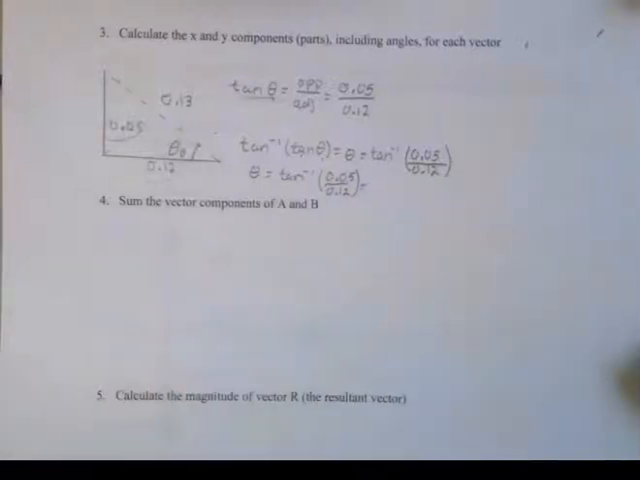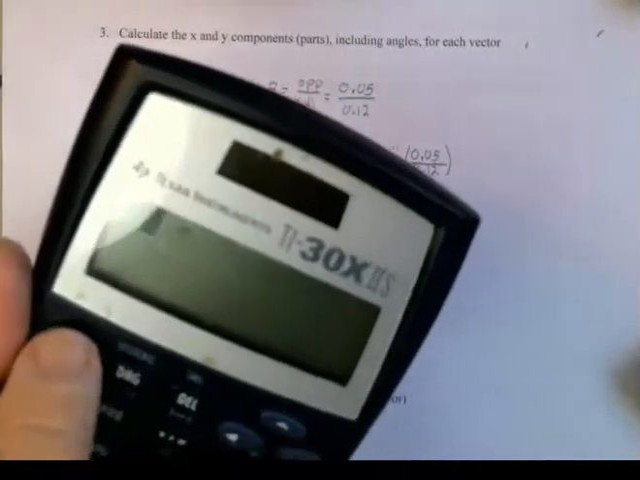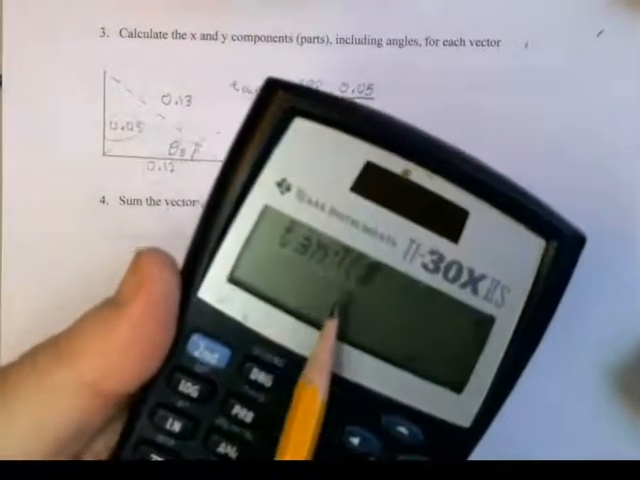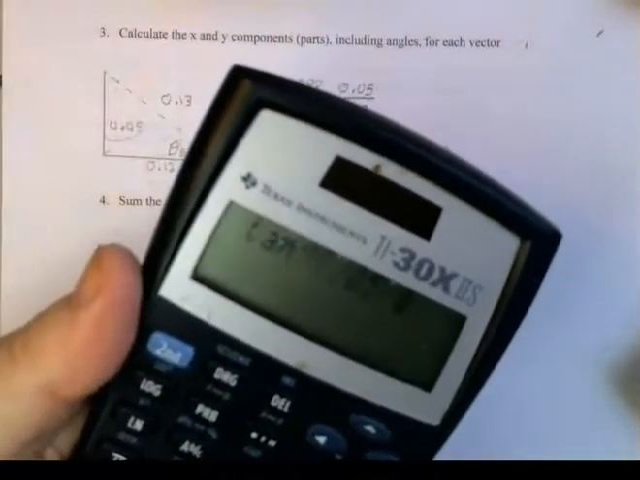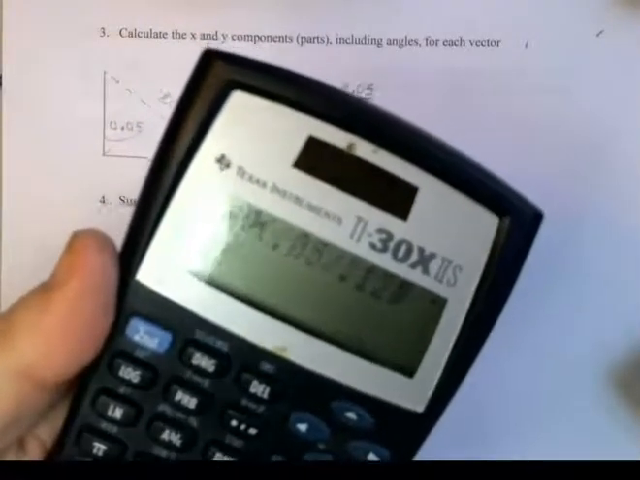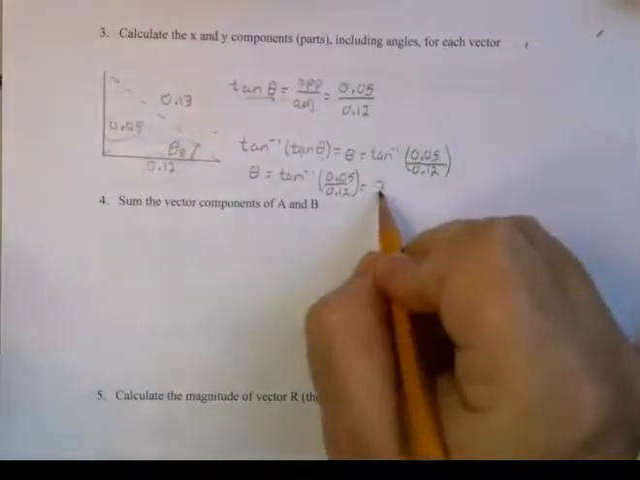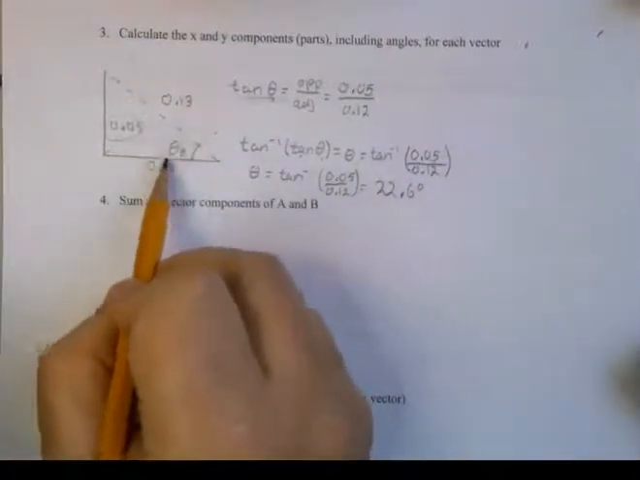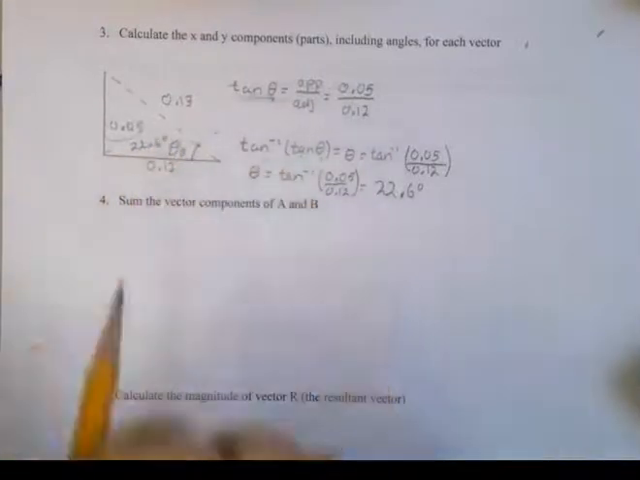And when we do that on the calculator, how do you do that? You come up here and you go to second tangent. So now you see I have inverse tangent, tangent to the -1. I'm trying to avoid the glare here. Tangent to the -1 of 0.05 divided by 0.12. I close the parenthesis, and that gives me an angle of 22.6 degrees. So that means this angle is 22.6 degrees. That's theta B.